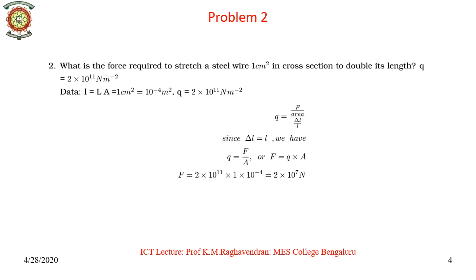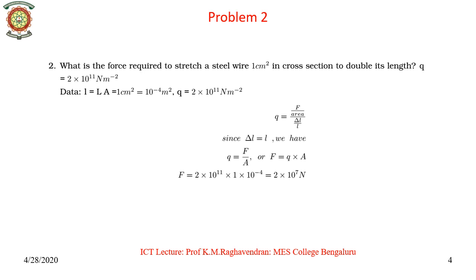The second problem is quite straightforward. The problem states that what is the force required to stretch a steel wire 1 centimeter squared in cross section to double its length? The Young's modulus is given as 2 into 10 to the power of 11. Clearly, the change in length is equal to the length itself. So since delta L is equal to L, the formula for Q will give us F by A, or F is equal to Q times A.